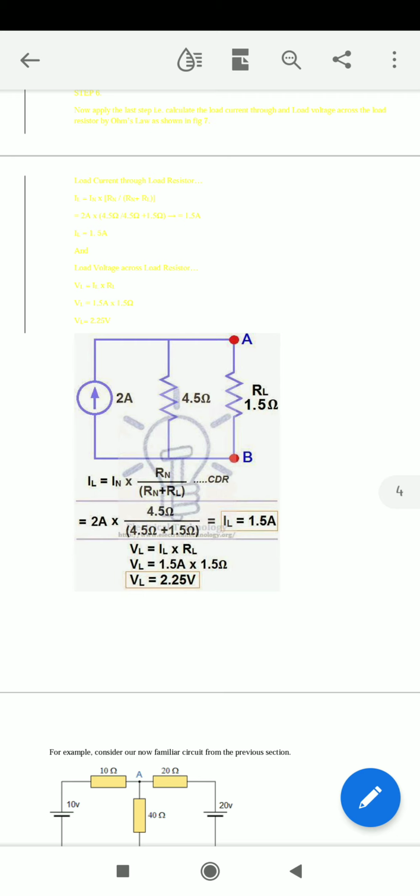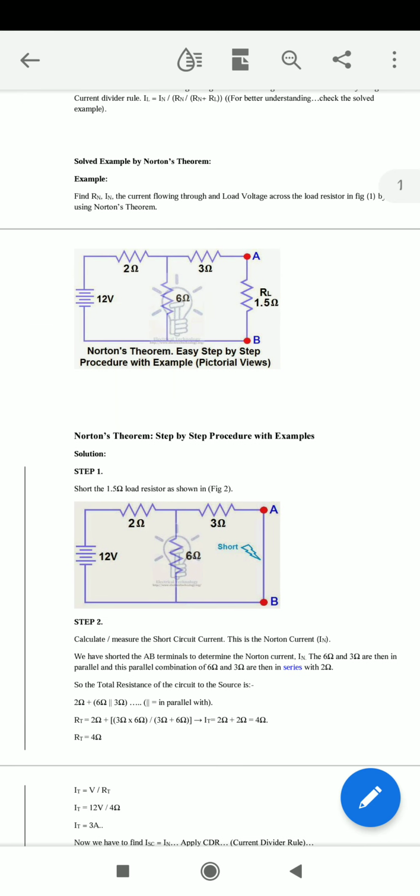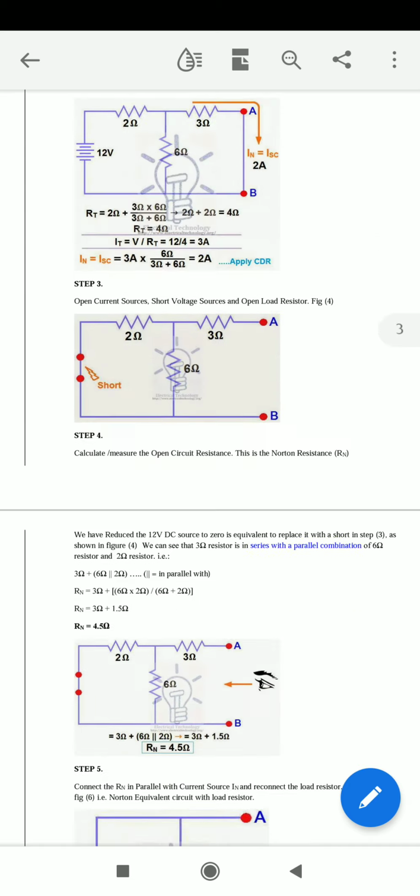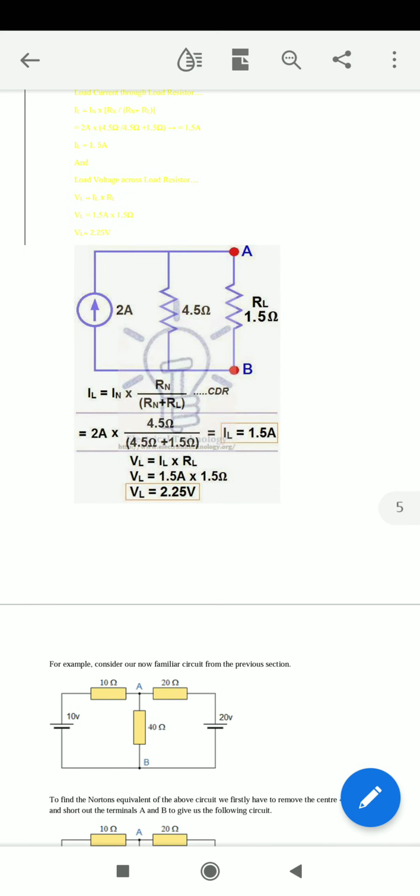1.5 ampere. In our problem they are asking for the voltage across the load resistor. We know the current and resistance value of the load resistance, so it is easy to find the voltage. V equals I into R by using Ohm's law. So VL equals IL into RL. We know the values of IL and RL. So VL equals 2.25 volt. This is the final statement.